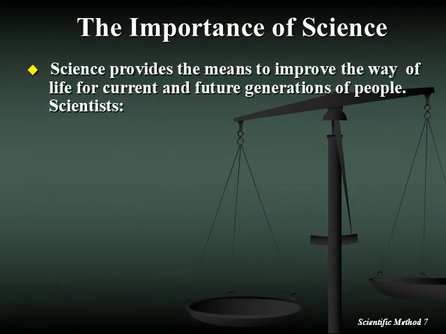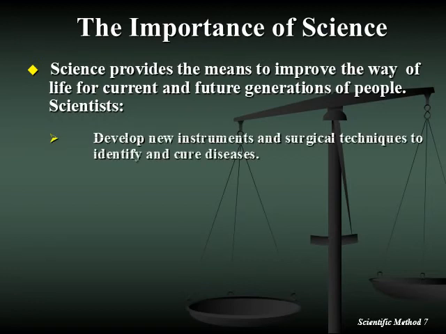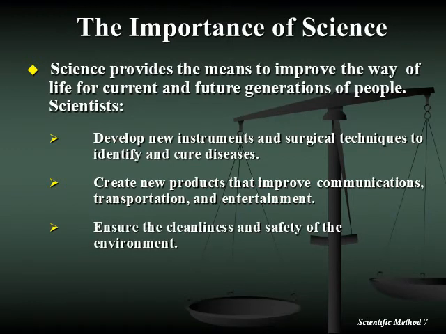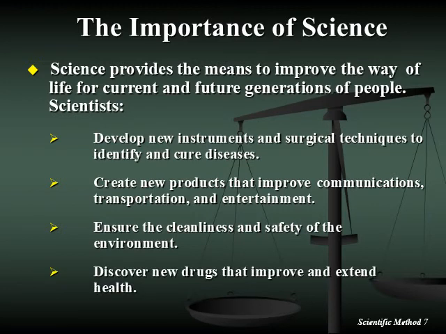Science is important because it provides the means to improve the way of life for current and future generations of people. For example, scientists develop new instruments, and surgical techniques to identify, and cure diseases. They create new products that improve communications, transportation, and entertainment. Scientists also ensure the cleanliness and safety of the environment. They also discover new drugs that improve and extend health.